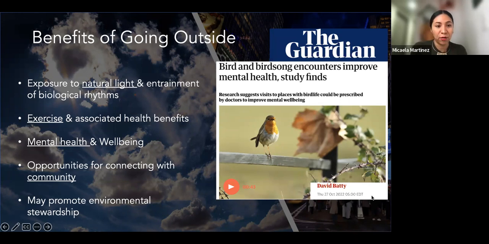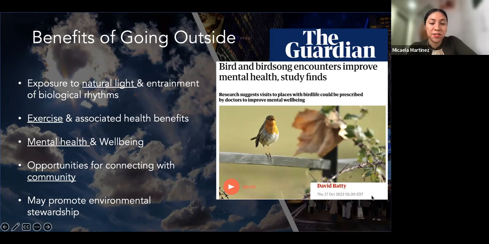But I would like to say that we have many benefits of going outside, and it doesn't just have to do with light, even though exposure to natural light can be important for our body clocks. But we also have the benefits of getting the exercise that's often associated with going outside, whether that be to take public transportation or to cycle to work or walking your dog, whatever it might be. We know that exercise is good for our health.